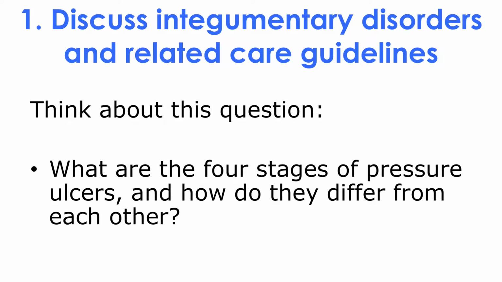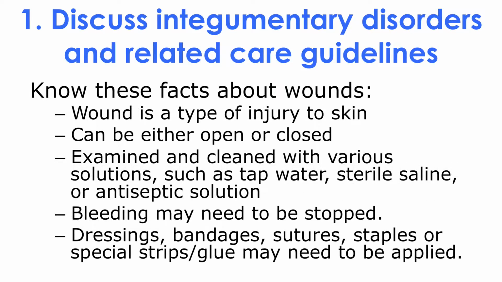So let's ask this question, what are the 4 stages of pressure ulcers and how do they differ from each other? And we're going to be talking about that, okay? So a wound is a type of injury to the skin. So this is the next type of injury, wounds, okay? So they can be either open or closed, okay? So examine and clean with various solutions.